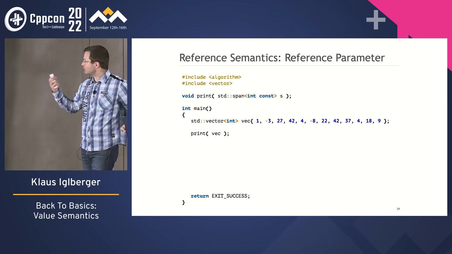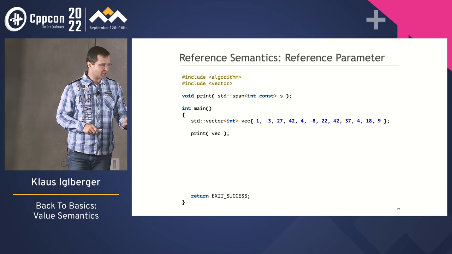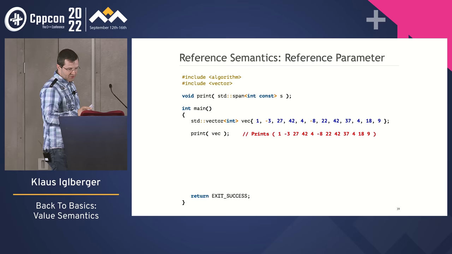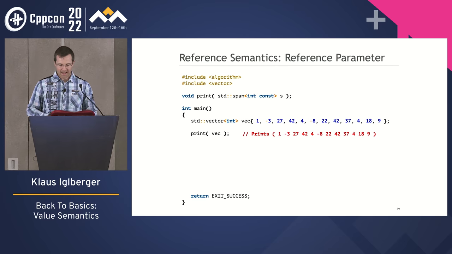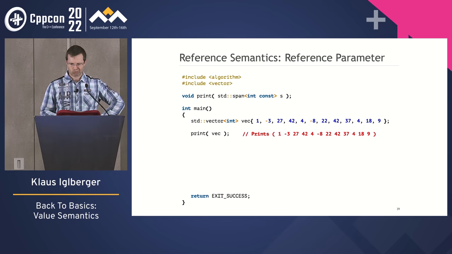Now, of course, what else? So 42 twice. And this is now what I would like to get rid of. So first, this prints the initial sequence, of course. And then I would like to get rid of the 42s. So how to do that? Well, I think we should use an algorithm. We should use max element.